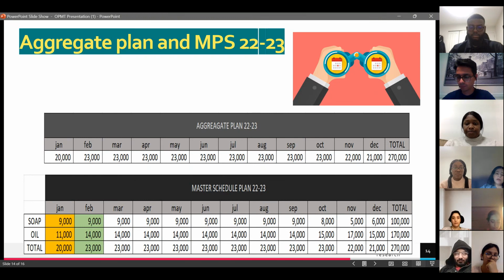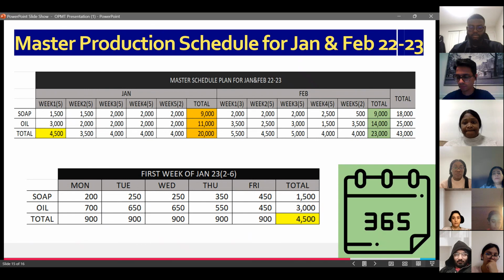For the month of February, we can see the master schedule plan by weeks. And for the week of January, it can be seen that the production of oil on the first day of the week, which is Monday, the 2nd of January, is at the highest rate, and for the soap it is at the lowest rate. Oil is decreasing during the week, and the soap is increasing during the week. Although at the end of the week they are the same, the trend is different.